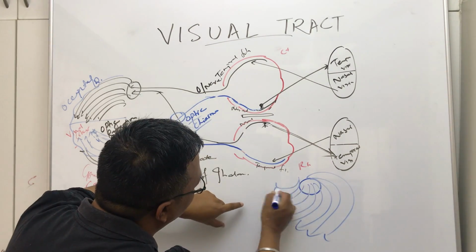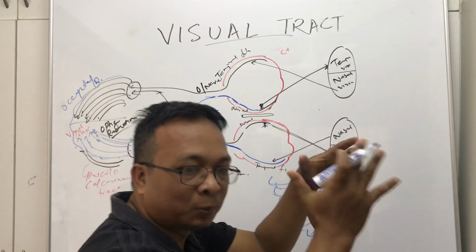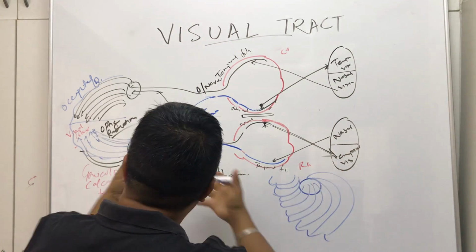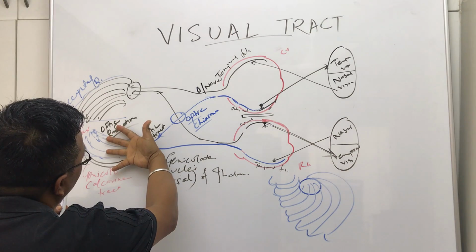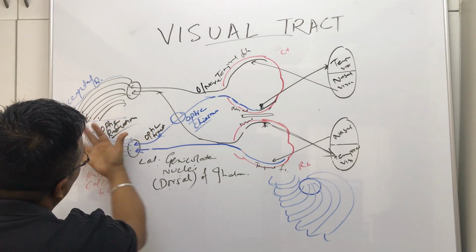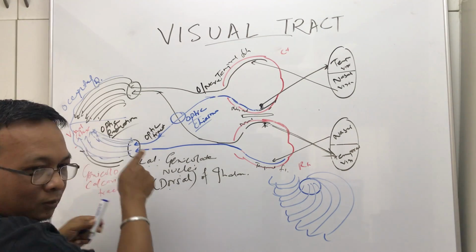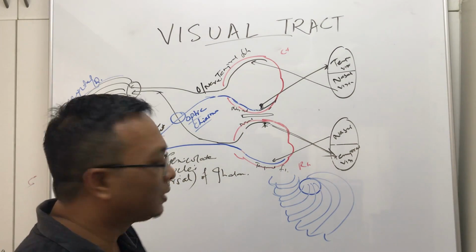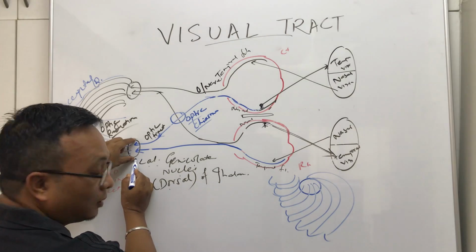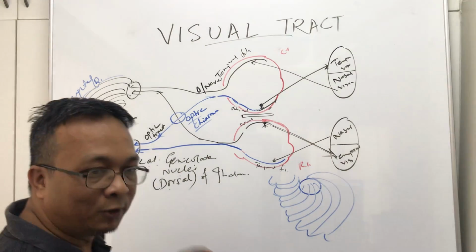From the thalamus the whole thing is spread out. There are short fibers, plenty of short fibers, and it's like this anatomically, so we call it optic radiation. So the optic radiation starts from the thalamus up to the visual cortex. Where is the visual cortex located?